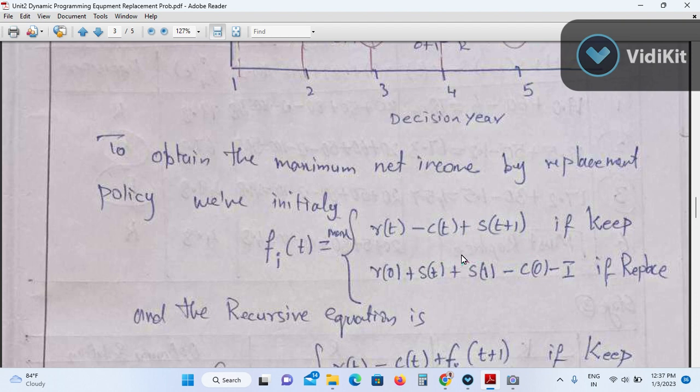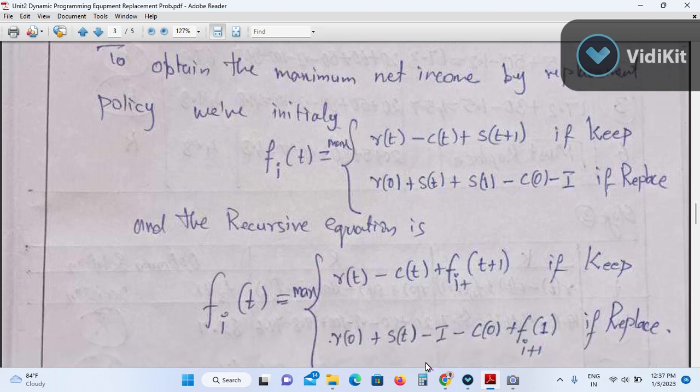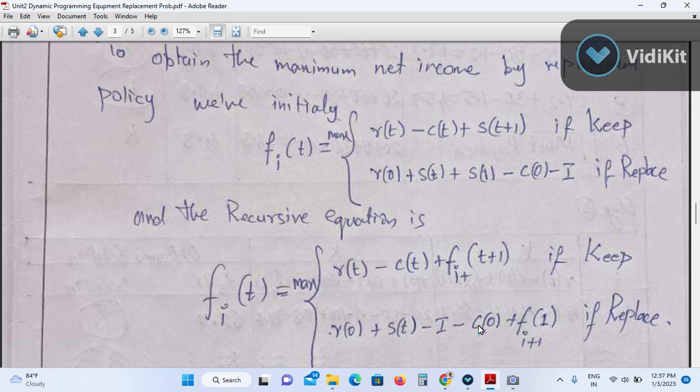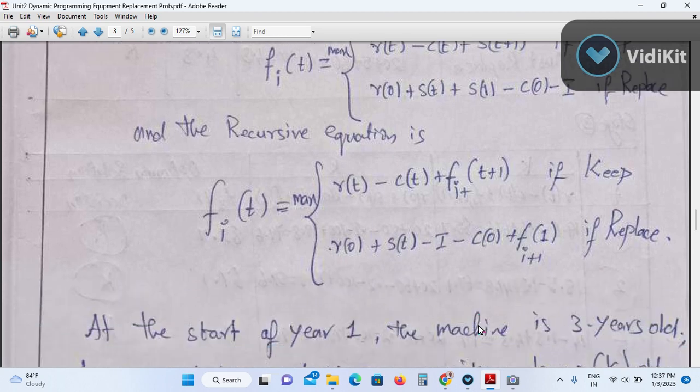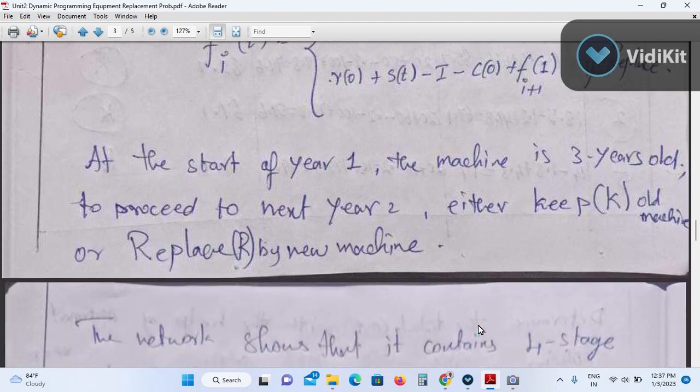So that is the initial case. Similarly, if you want to replace it, then this is R of 0, that is the initial revenue plus the salvage value, plus for that new machine you bought, the salvage value and the operating cost here, and the new machine value here. So if you replace it, that is the initial case. If you move to the recursive case, for the coming years, the same formula we already discussed, I put it here, right? Based on this formula, we can move to computing this one in table form a little bit more clearly, right?